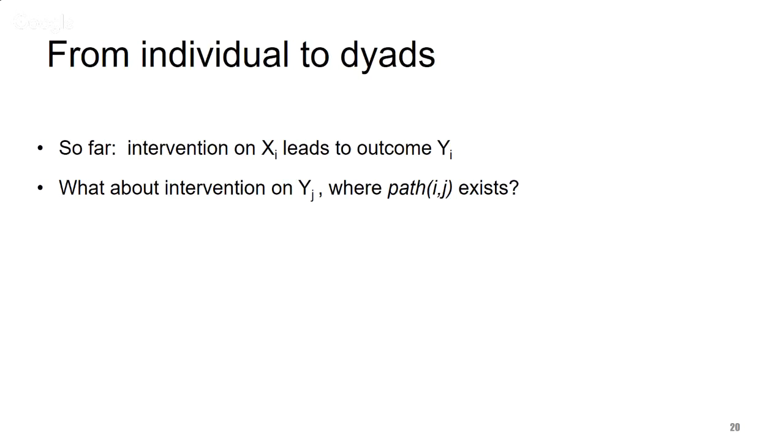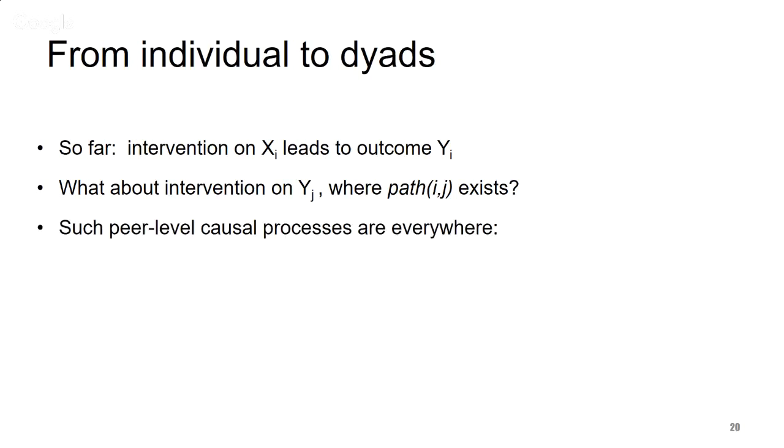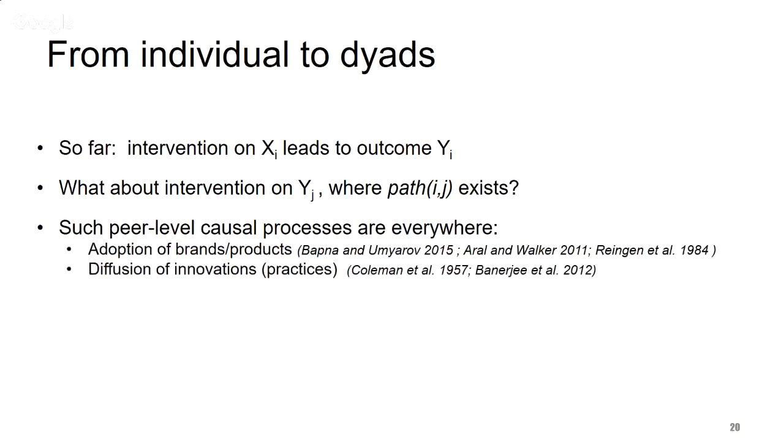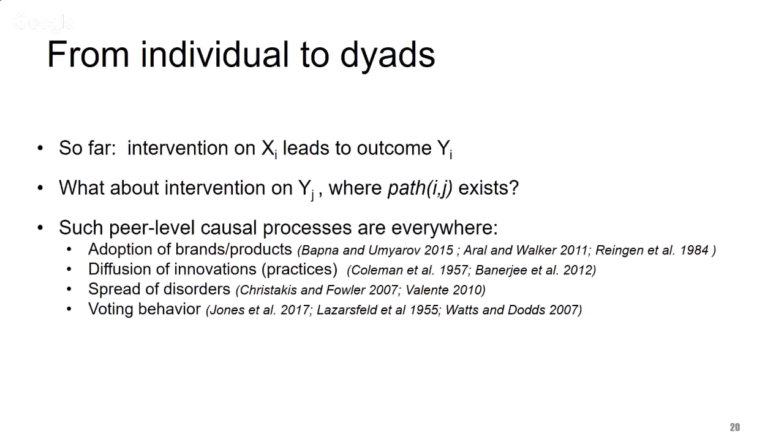But what happens when you want to give treatment or an intervention to a different person, maybe your peer, and you want to study the effect of that on your own outcome, your own behavior? And such peer-level causal processes are everywhere, in education, but also in pretty much every other behavioral context you can think of. So you think of adoption of brands or services, diffusion of innovations, spread of disorders like obesity, smoking, alcoholism, voting behavior, whether your voting preference influences your peers, and finally, content consumption. So what you consume on social media influences what your peers consume.